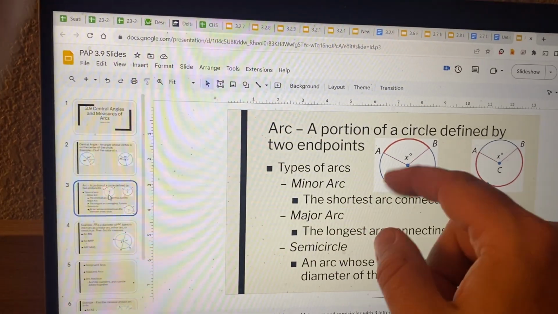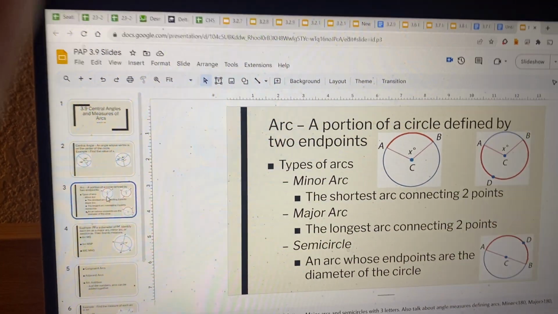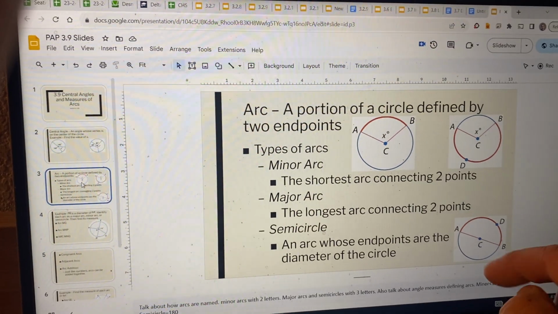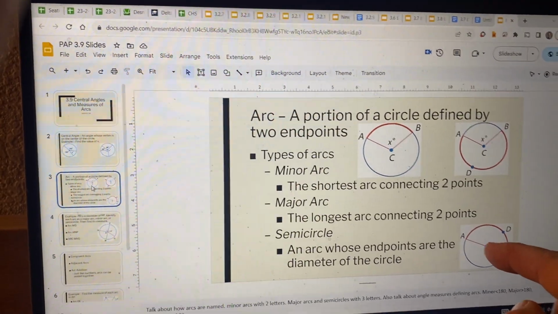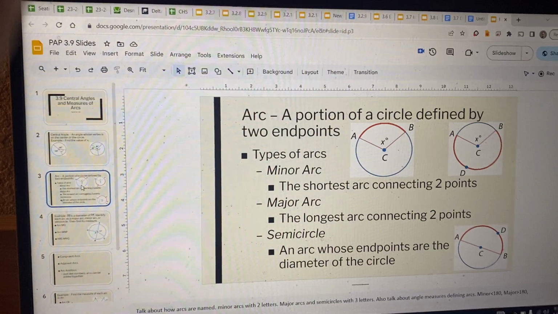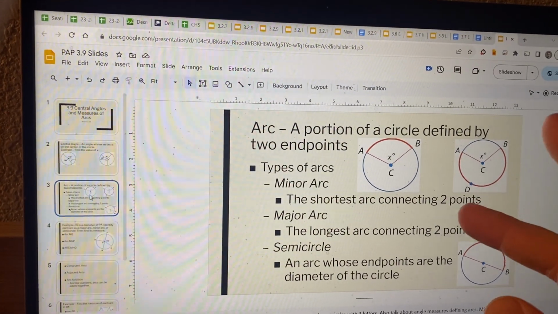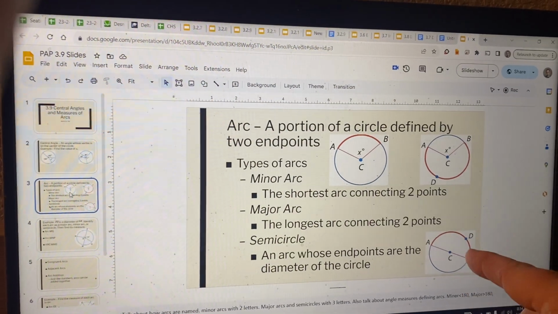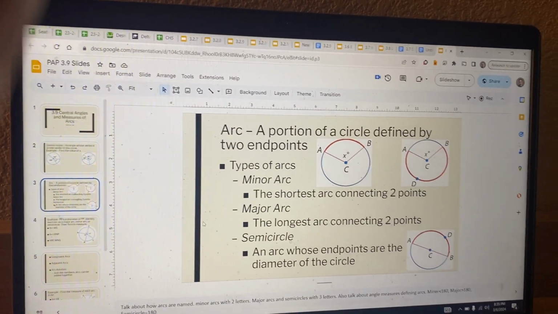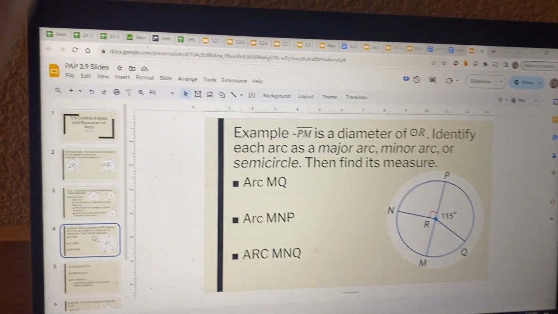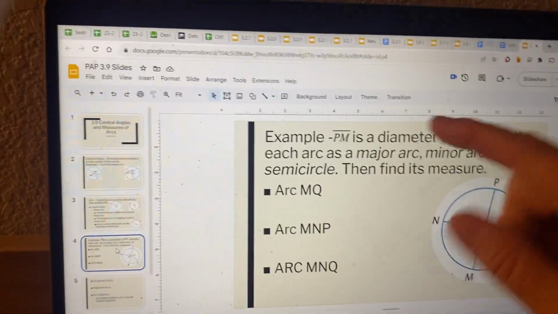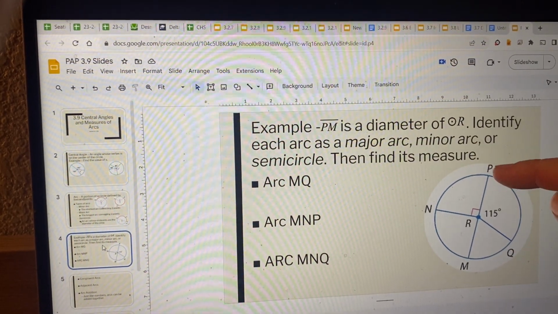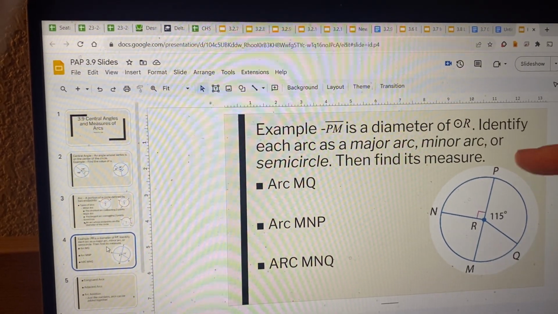The only one that's not going to be either a minor arc or major arc is if we have a semicircle, that's just halfway. Anytime you have a semicircle, there's also two exact semicircles there. Okay, 180 degrees, 180 degrees, divides it in half. It's on the diameter. So on our example, this didn't translate right, but segment PM is a diameter of circle R.